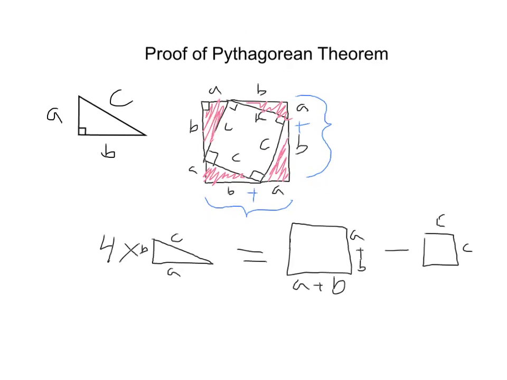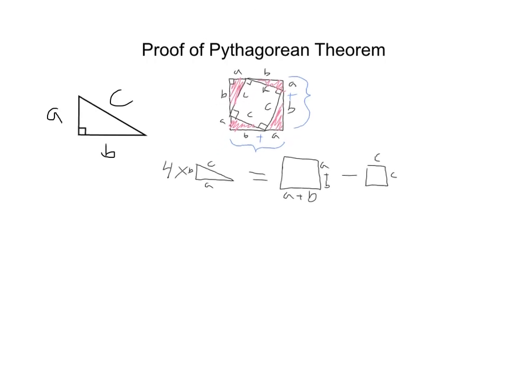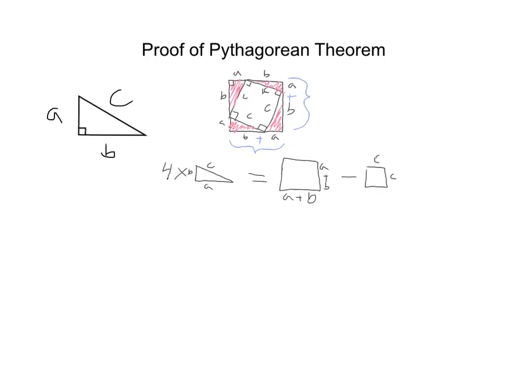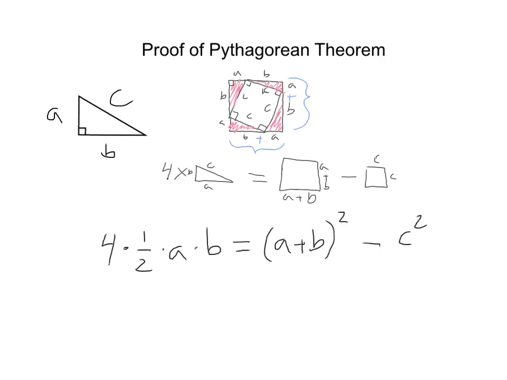So what I'm going to do now is just shrink this down so we have a little more room to work. Okay, so 4 times the area of that triangle. Well, the area of a triangle is 1/2 base times height. So we have 4 times 1/2 times the base times the height, so A is the base and the height is B, is equal to the area of this square, which is A plus B times A plus B, minus C times C, or C squared.